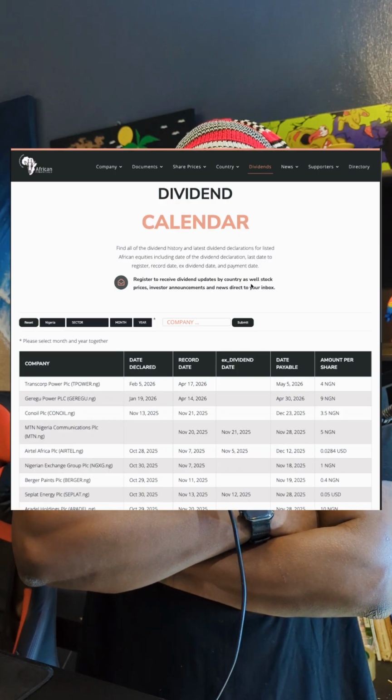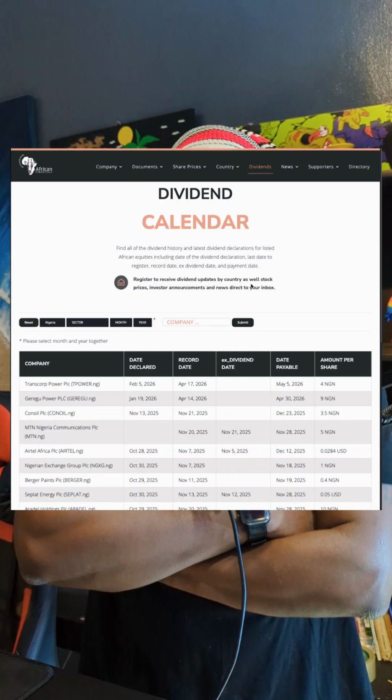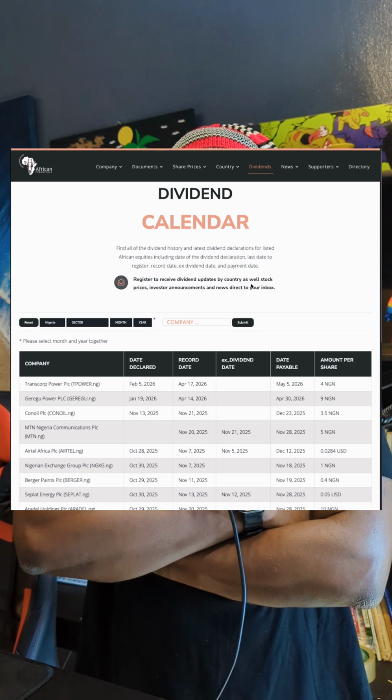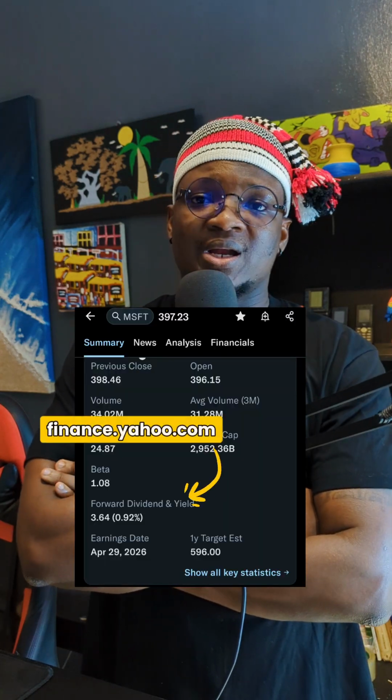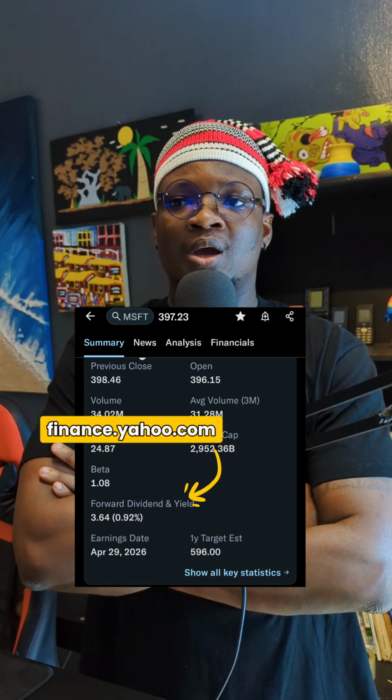Now, for platforms you can use to check if a stock is giving dividends, for Nigerian stocks, African stocks, in fact, you can use African Financials. They have this really detailed chart that will show you the ex-dividend date, when they paid dividend last and everything. So you can use African Financials. You can use Yahoo Finance. When you go to a particular asset, like a stock or an ETF, you can see the ex-dividend date and you can also see the dividend yield as well.